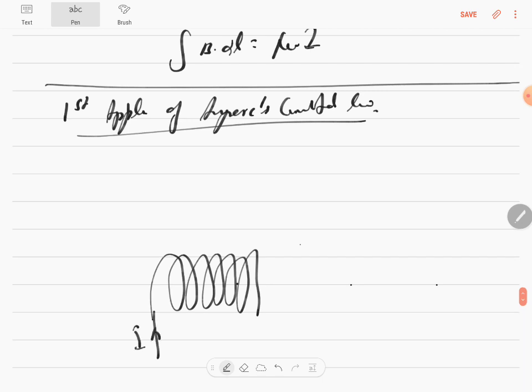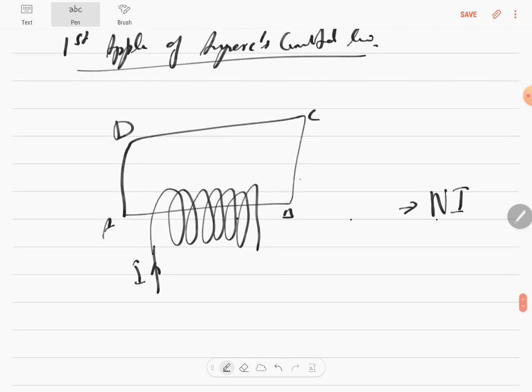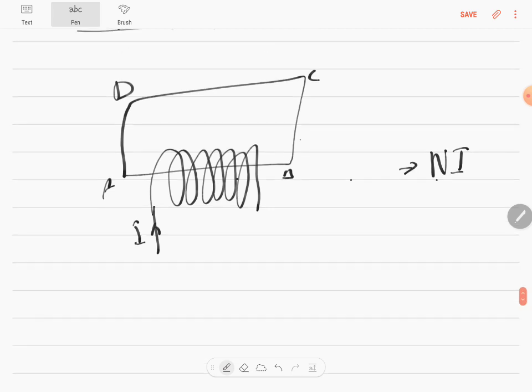Pass a current I. The speciality about a solenoid is it's got total turns N, and then the total current is Ni at any instant. Now consider a closed loop ABCD. The solenoid itself behaves like a bar magnet where the field lines will go from north to south, and within the bar magnet it will be like this, correct? So then therefore, the magnetic field line is going to be like this.